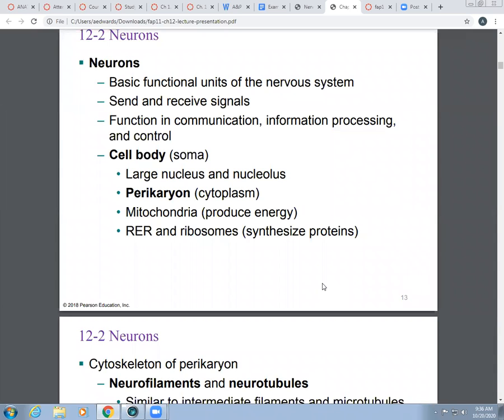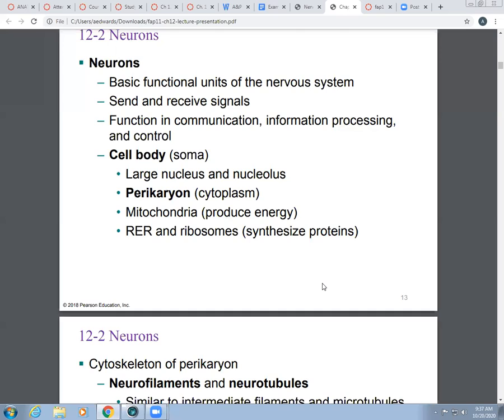Okay, so let's talk about neurons. Neurons are your basic functional unit inside your nervous system in general. They receive signals and they send signals. And they do different things involving control of other parts of the body, processing information, and communicating.